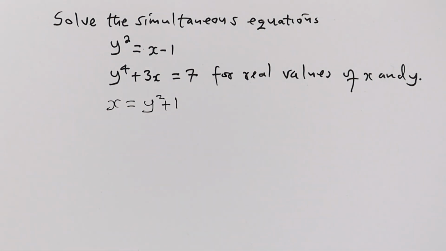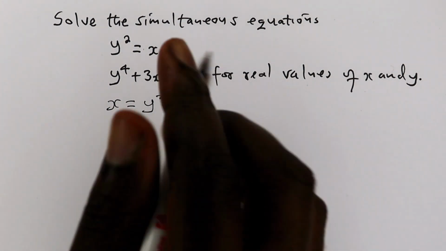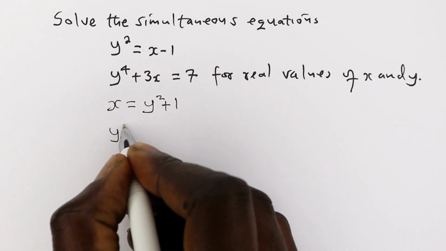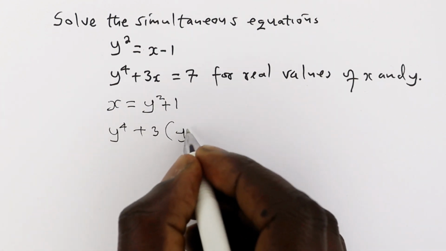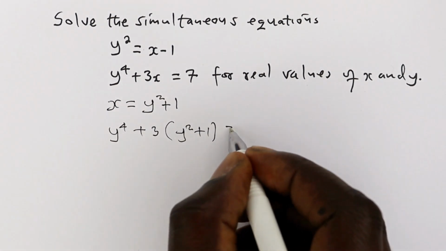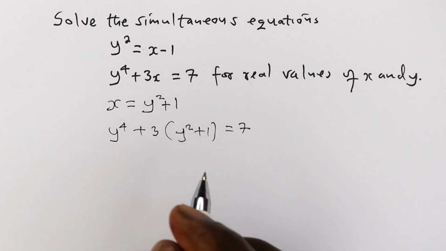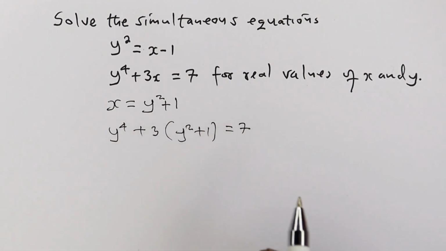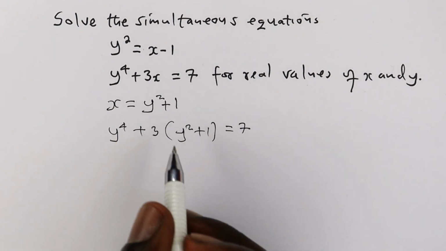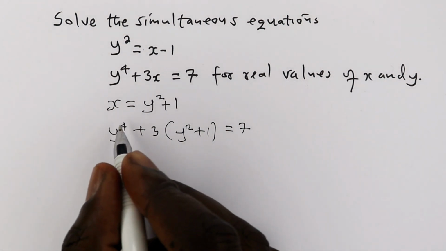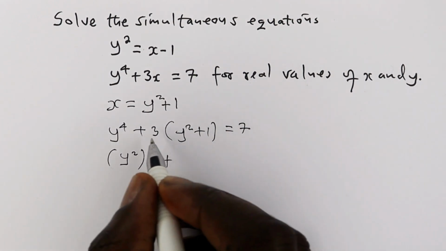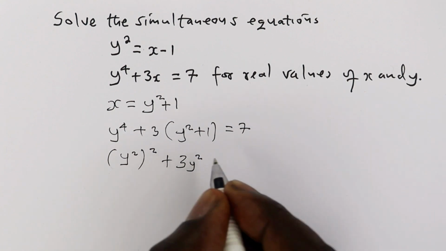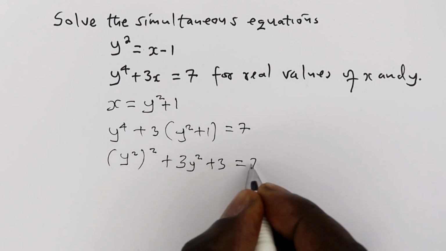So the second thing, you can substitute the value of x in the second equation. So substituting here, we want to have y raised to the power 4 plus 3x, and remember x is y squared plus 1, and that's equal to 7. From there, you can rewrite this. You can write y raised to the power 4 as y squared raised to the power 2, plus 3 y squared plus 3 is equal to 7.